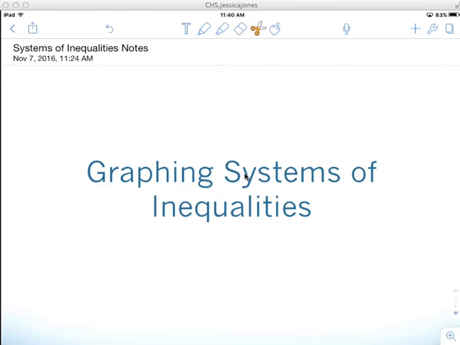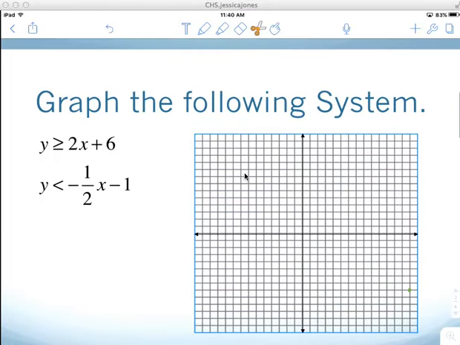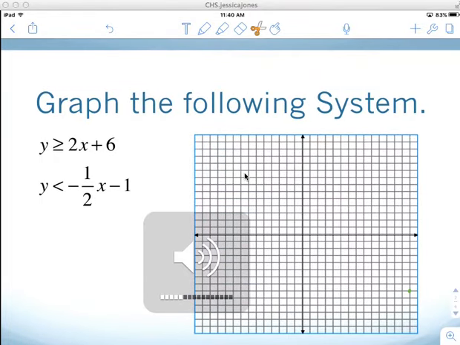Systems of inequalities are very similar to systems of equations. The only difference is now you have an inequality sign. So we're going to start with y is greater than or equal to 2x plus 6. I'm going to graph this one in purple.